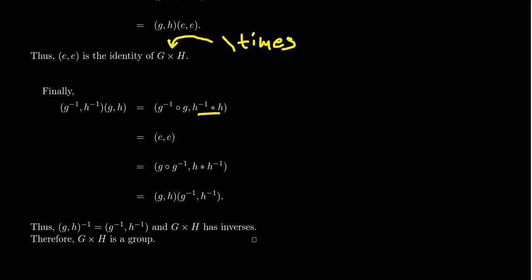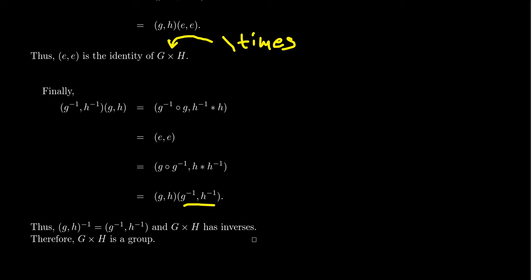So G inverse H inverse is the left inverse, excuse me. But the same thing happens on the right. If you multiply this element on the right, you're going to get G circle G inverse, which is the identity, and you're going to get an H star H inverse, which is the identity as well. So we see that GH inverse is just G inverse H inverse, and therefore G cross H has inverses, and that establishes that G cross H is a group. The direct product is a very important way of building groups using smaller groups.